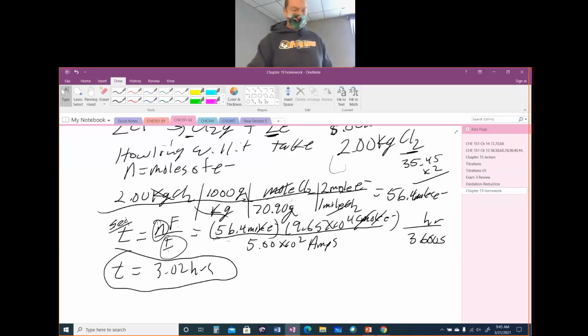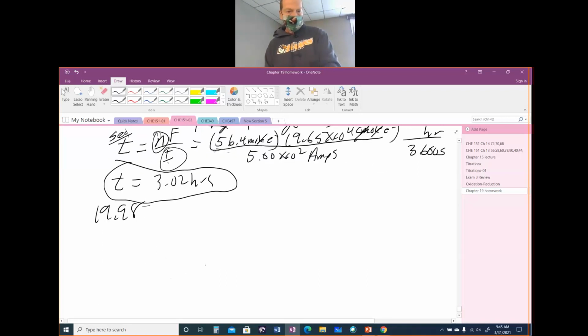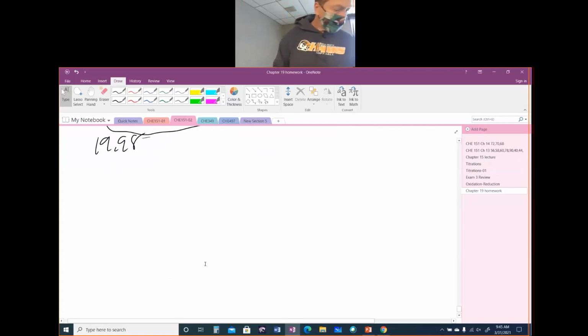All right, let's do another electrolysis. That is 19.98. All right, how many grams of cadmium are deposited from a cadmium sulfate? So from this and table 19.1, you see that cadmium sulfate is cadmium plus 2, because sulfate is a minus 2. It says an aqueous solution. That means it has dissolved.